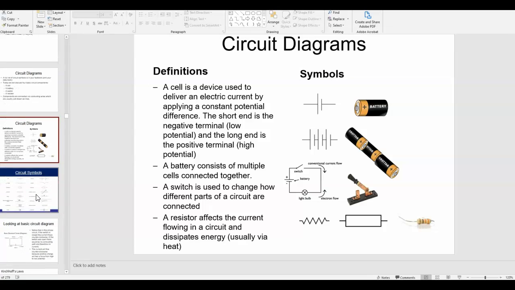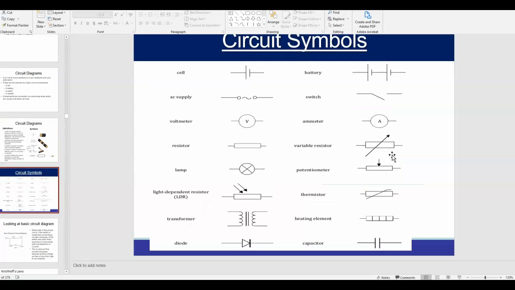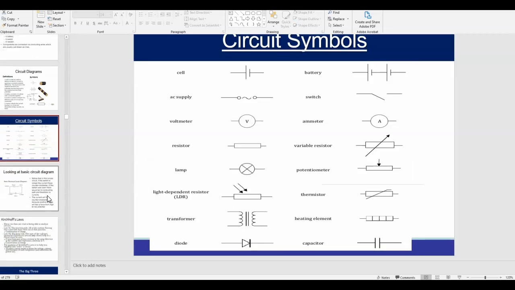Okay, so this is the chart that's in your IB data booklet, and we'll talk about some of these as we go along in this unit. Obviously, some of them you know what they are, like a cell, a battery, and a switch, which is usually drawn as this open line right here, just so you can see it. Some of these we'll talk about later, and some of them we won't talk about at all. We're not going to talk about diodes or capacitors or anything crazy like that.